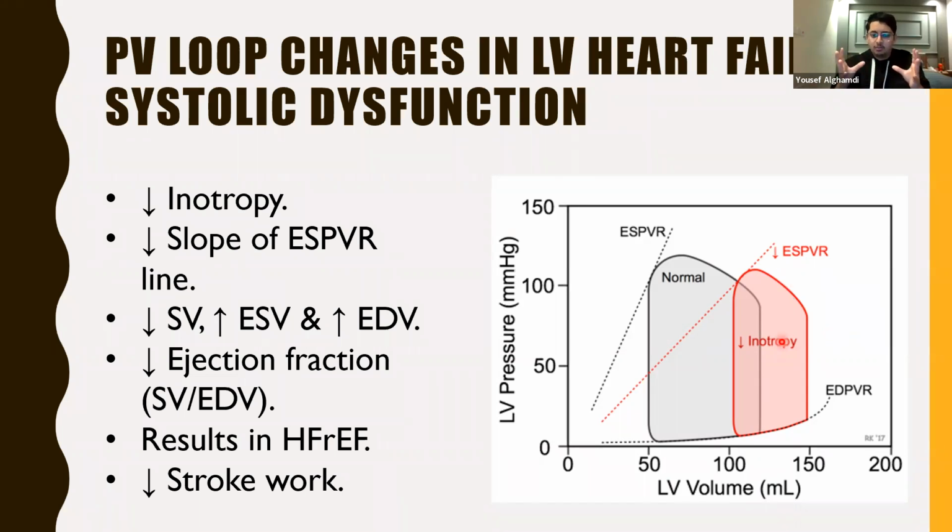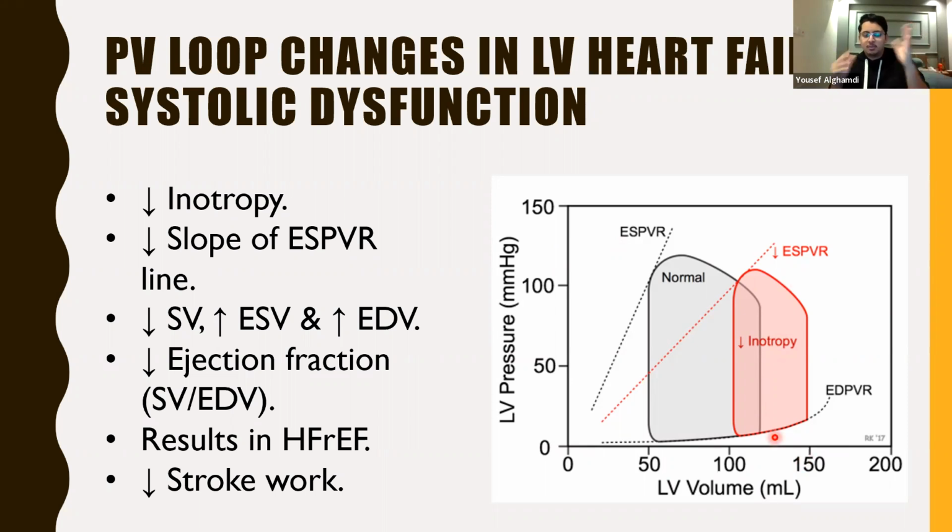So when you have a decrease in your slope for your end systolic pressure volume relationship, that just means the pressure and the volume aren't really together, because your volume increased, right? But the pressure didn't change, right? So you can see here, the pressure is almost about the same, but the volume increased. So if the volume increased and the pressure didn't change, that doesn't make sense, right?